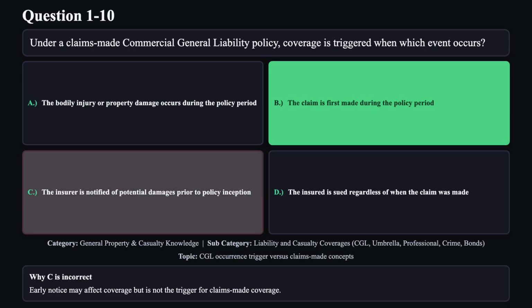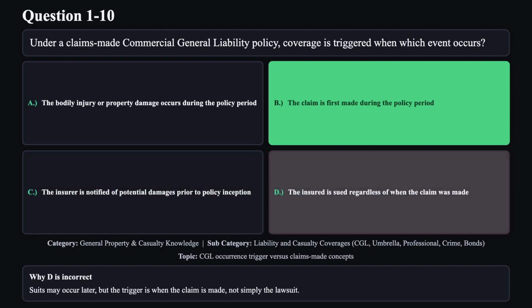Reason C is not correct. Early notice may affect coverage but is not the trigger for claims-made coverage. Reason D is not correct. Suits may occur later, but the trigger is when the claim is made, not simply the lawsuit.